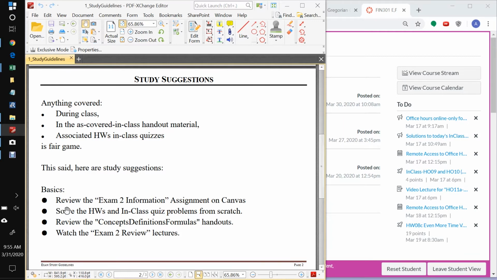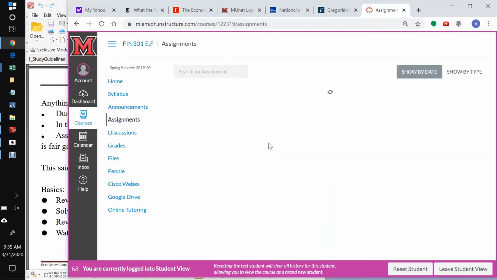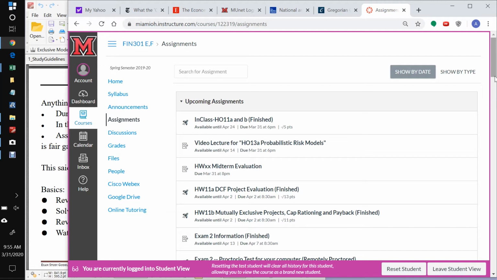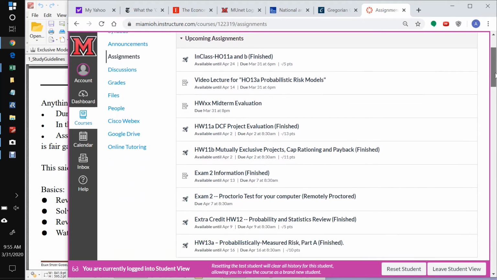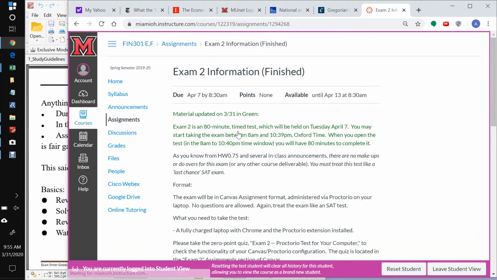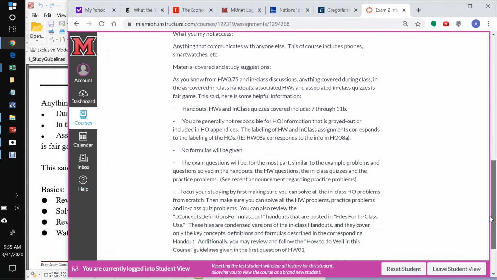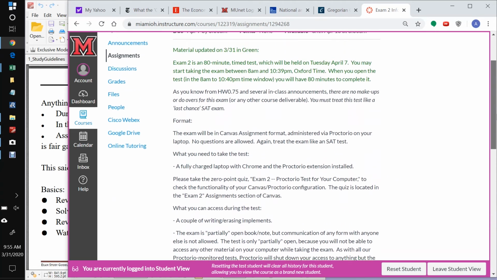First thing is make sure you've viewed and read carefully the Exam 2 information assignment on Canvas. So if we go to Canvas, go to assignments, and look at our upcoming assignments, we have here Exam 2 information. You should read this assignment carefully and make sure it all makes sense to you.